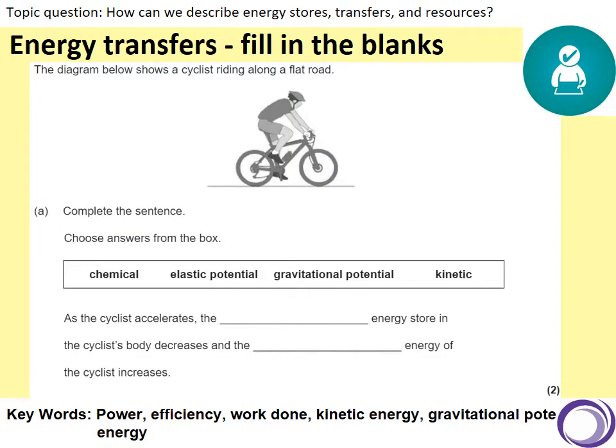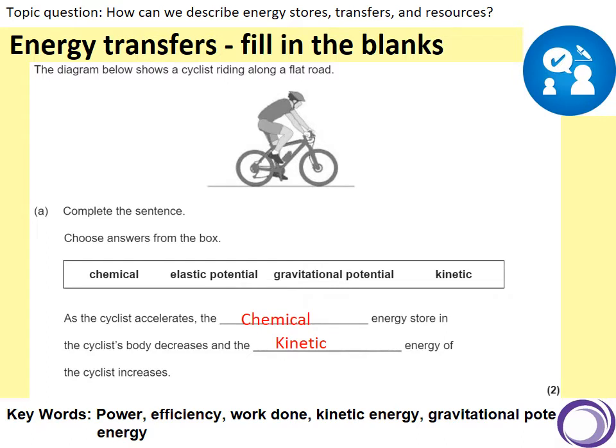So now you're going to have a go at this exam question. The diagram shows a cyclist riding along a flat road, and you have to complete the sentence and you need to choose your answers from the box. So as the cyclist accelerates, so they're getting faster, the something energy store in the cyclist's body decreases and the something energy of the cyclist increases. So pause the video here and have a go at that question, please, before moving on.